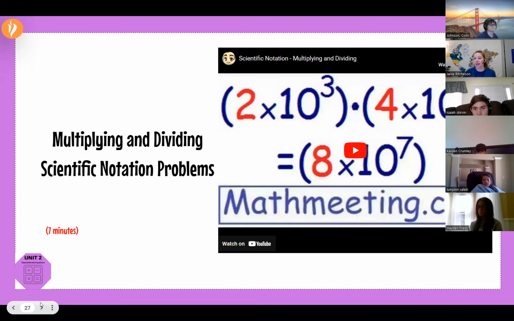All right, now multiplying and dividing with scientific notation is actually a little simpler, just like when you multiply and divide fractions versus adding and subtracting fractions. It's a little easier because the exponents don't have to be the same. In fractions, you don't have to have a common denominator, okay?